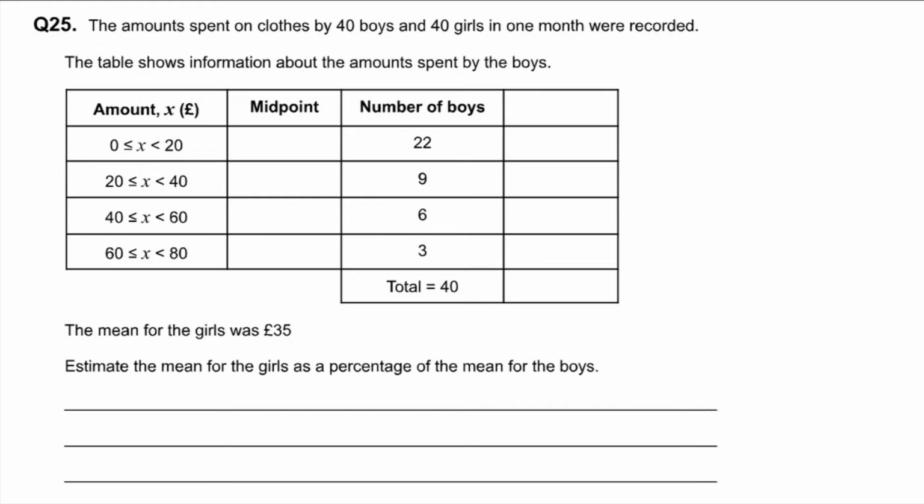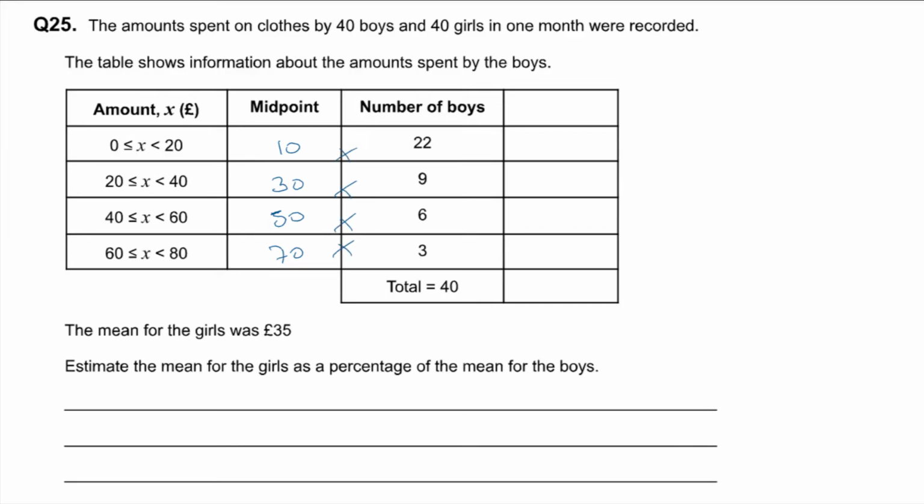Question 25. The amount spent on clothes by 40 boys and 40 girls in 1 month were recorded. The table shows information about the amount spent by the boys. So same old, we're going to do an estimated mean. Going to have to find the mid value first. Halfway between 0 and 20, that's 10. Halfway between 20 and 40, that's 30. Halfway between 40 and 60, that's 50. Halfway between 60 and 80, that is 70. So we're going to multiply those.